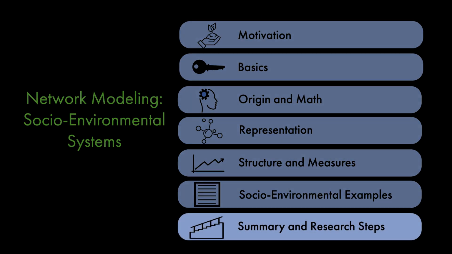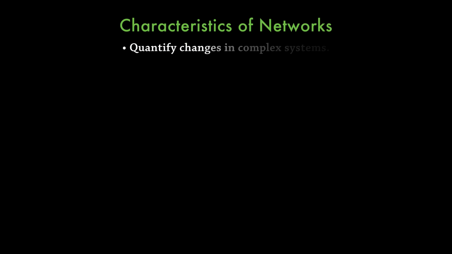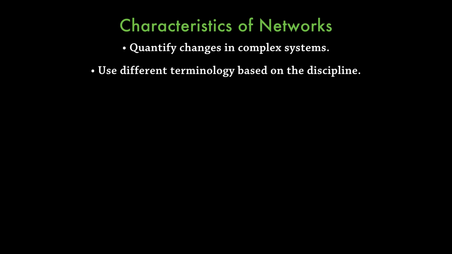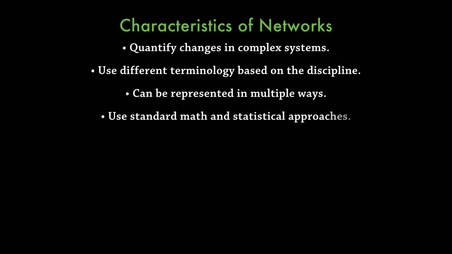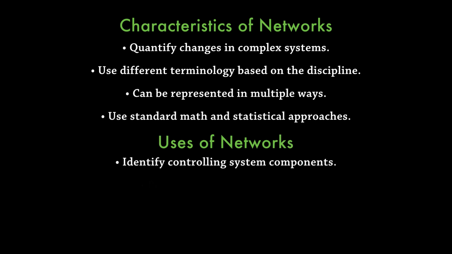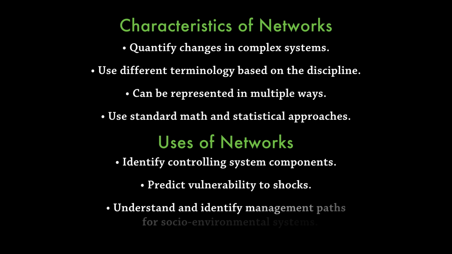Okay, to wrap up, we remind you of the key points we covered. First and foremost, networks are useful for quantifying changes in the structure of socio-environmental systems that influence their dynamics. Terminology can vary by disciplines, like links can be called edges, and there are multiple ways to represent networks to convey the most information. Network analysis makes use of standard mathematics and statistics and is useful for identifying crucial controlling components and predicting responses to things like shocks and changes in management. Network analysis is now used extensively to understand and identify management paths for socio-environmental systems.